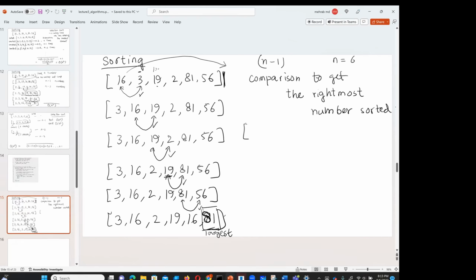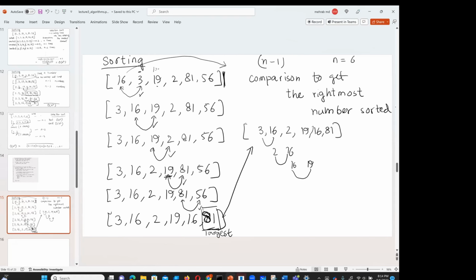Next time I have to start from here, right? Again, yes. I have to compare what? 3 and 16 again, right? Nothing happens. 69. Yeah, then I have to compare what? Again, 16 and 2, right? 2 comes here, 16 goes here, right? Yeah. Then I compare 16 with 19. Nothing happens, right? 19. Yeah.